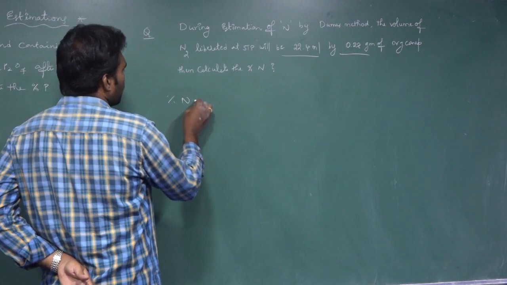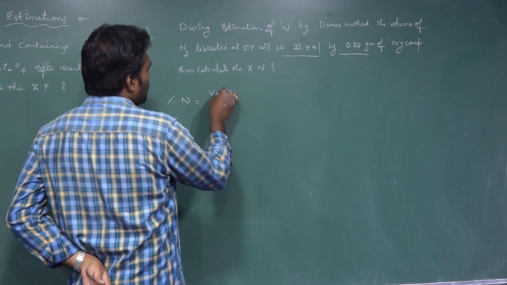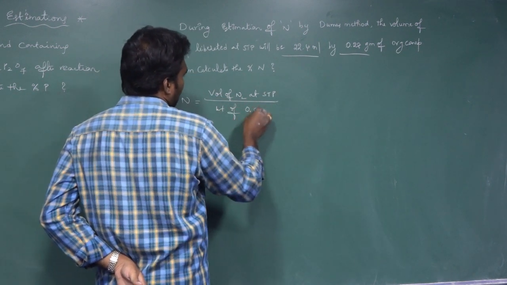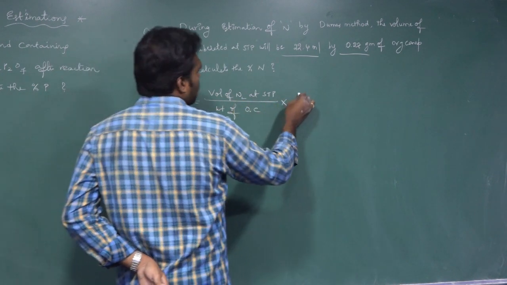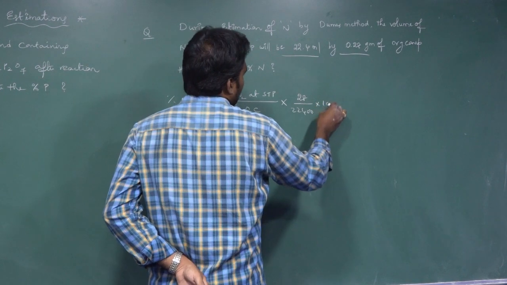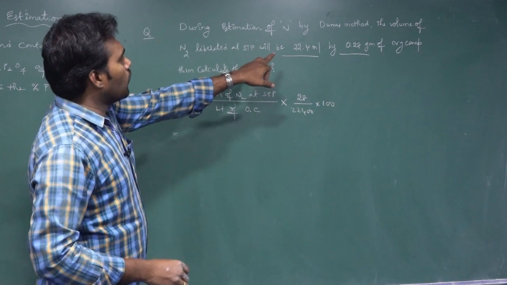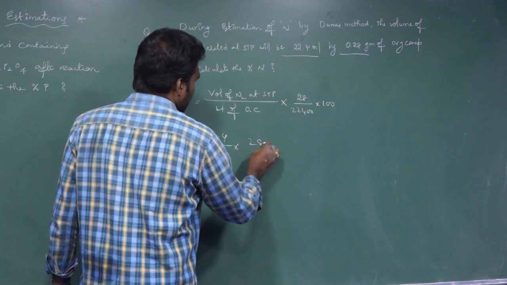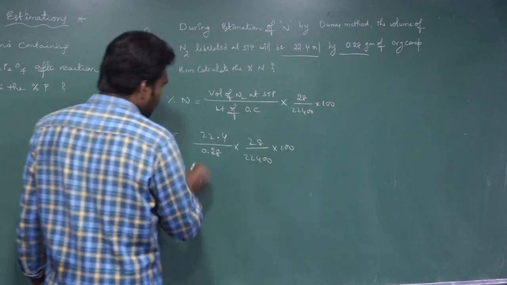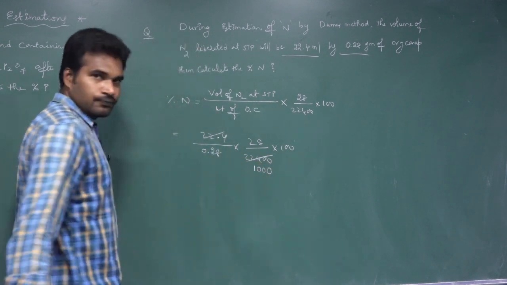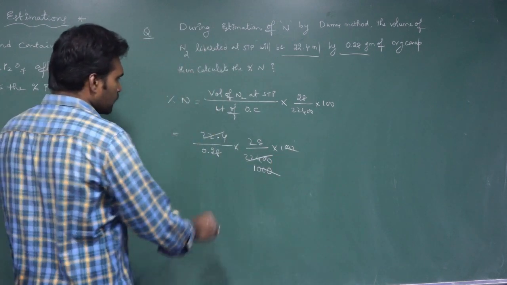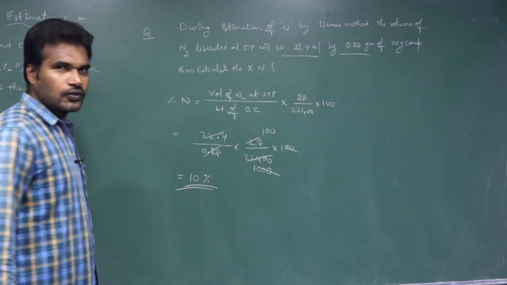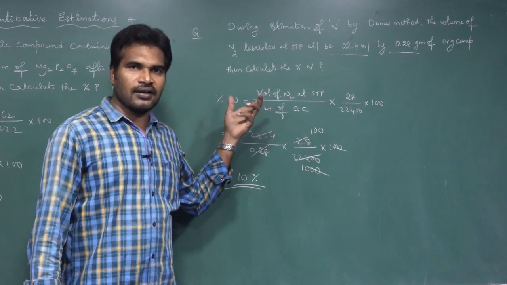Then percent of nitrogen. Just tell me what is the formula for the percent of nitrogen by Dumas method? That is volume of nitrogen at STP by the weight of organic compound into nitrogen molecular weight 28 by 22,400 into 100. Simply substitute: 22.4 by 0.28 into 28 by 22,400 into 100. The zeros cancel, and that is equal to 10%. So 10% is the percentage of nitrogen in the given compound.